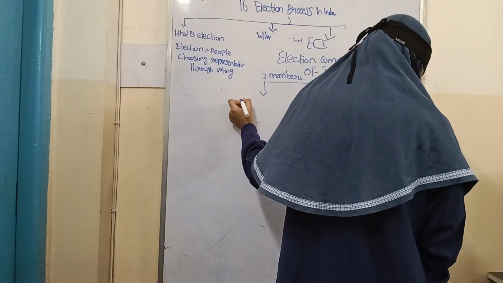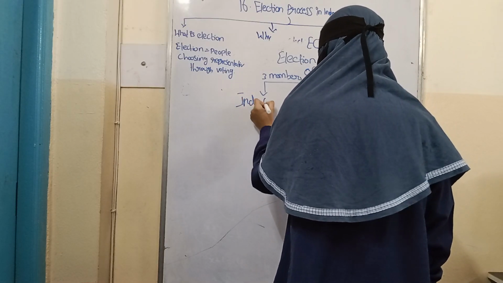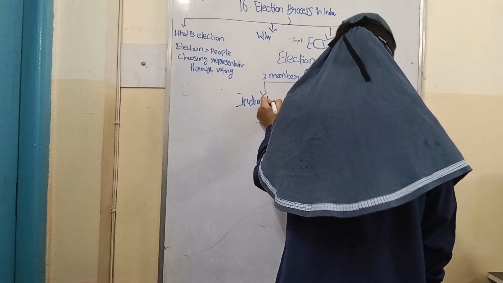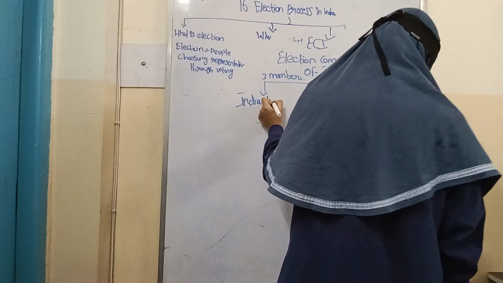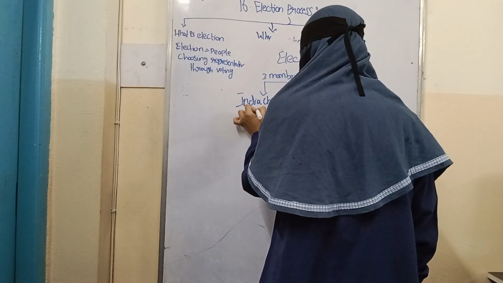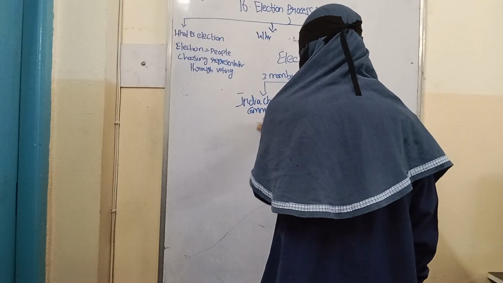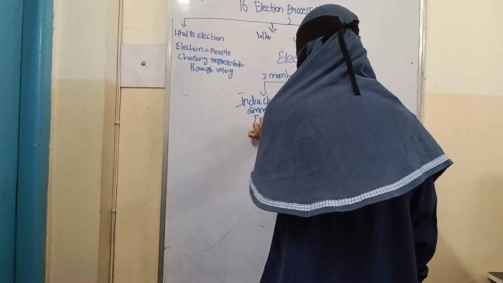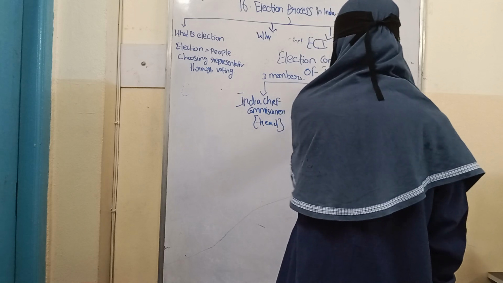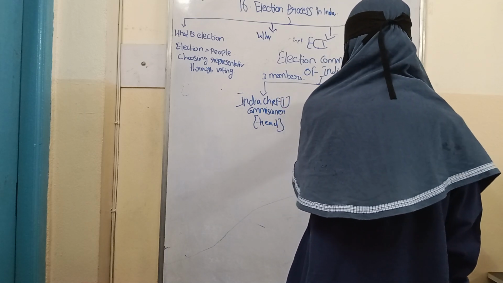First is the Chief Election Commissioner. He will be the head. The other two will be election commissioners.